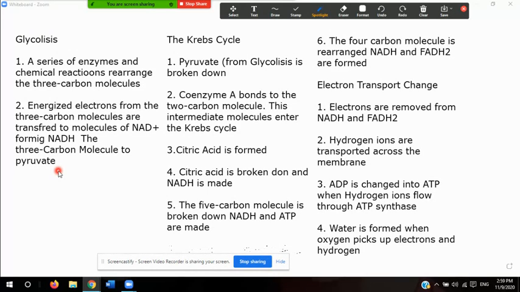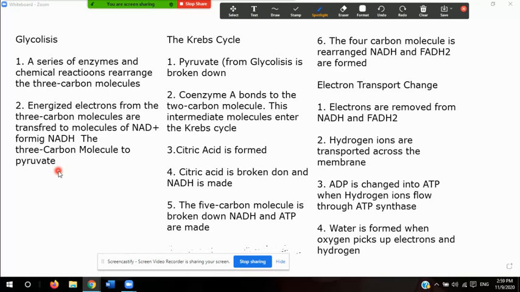Now, one very important thing to remember is that in the glycolysis process, 2 ATP molecules are formed. Actually, it's 4, but remember that you use 2 to make the pyruvate. So actually, you have a net gain of 2 ATP molecules.